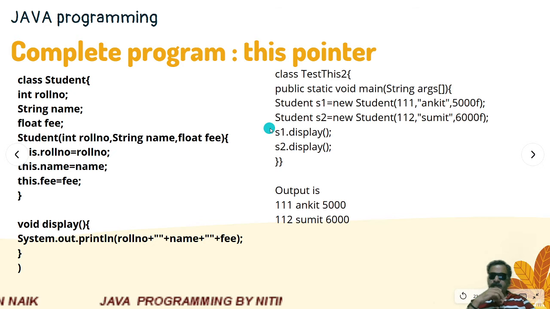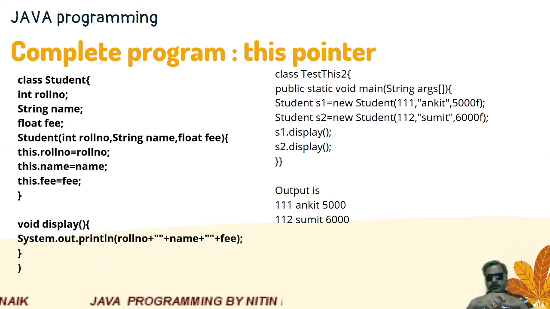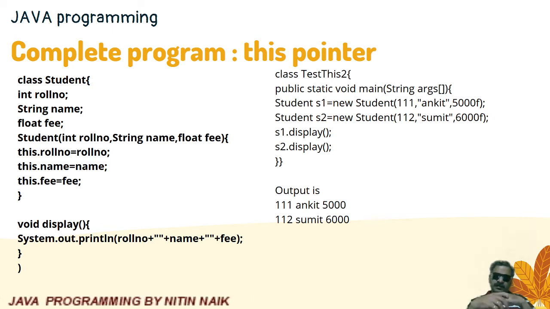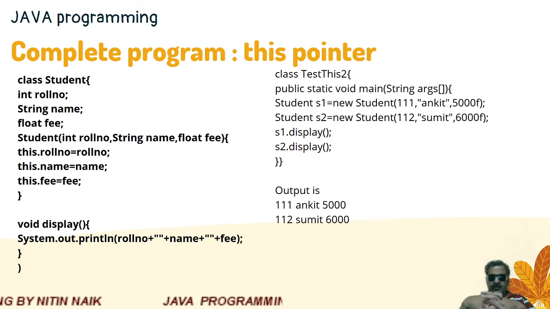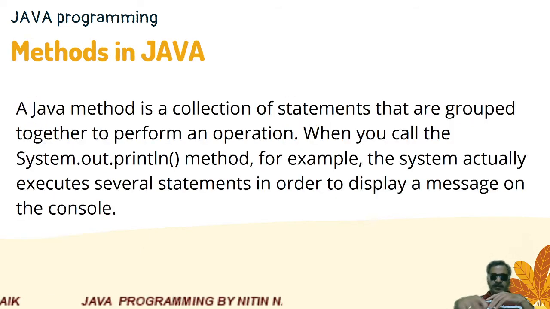Next statement is S1.display and S2.display. What is S1.display? First 3 values. And what is S2.display? Second 3 values. This display function is executed with object S1. That's why it will print the values which are associated with that particular object. And second thing, S2.display, again the same function is executed with object S2, so it will print the values which are associated with object S2. So this is regarding this pointer.